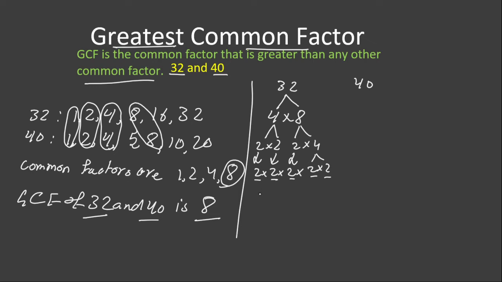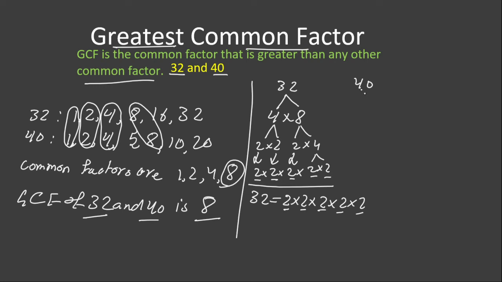Then we write 32 as the product of 2 times 2 times 2 times 2 times 2. So how many 2's do we have? 1, 2, 3, 4, 5.